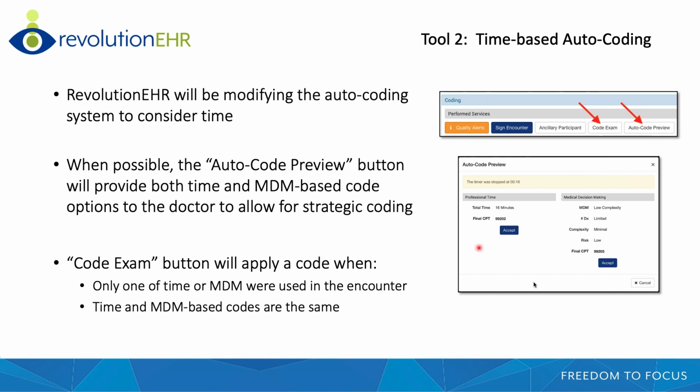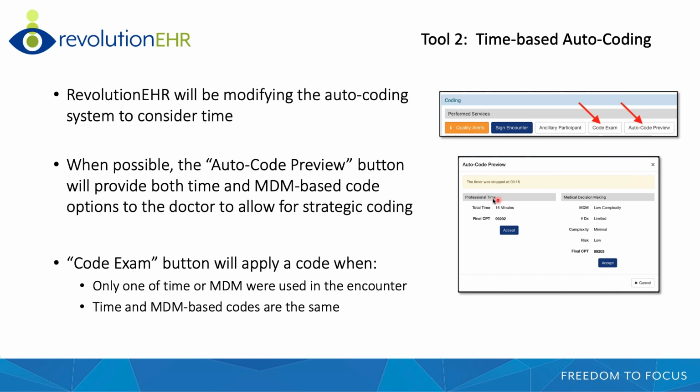Now, when I select Auto Code Preview, this modal down here is going to open up, and it will present me with both the total professional time and medical decision making when they are both available. That is to say, if I do not use the timer in any way, shape, or form, then I won't see any sort of code suggested to me over here on the professional time side. Similarly, if I don't use the medical decision making screen, I won't see this stuff over here.